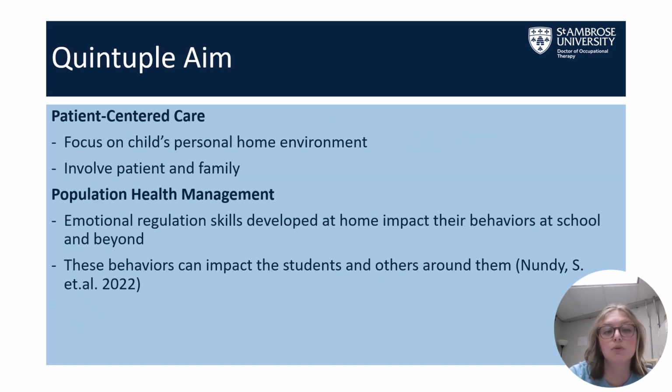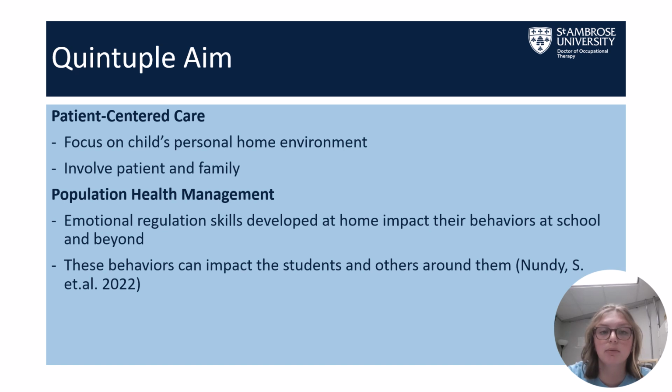My topic correlates to the quintuple aim in several different areas. So for patient-centered care, focusing on the child's home environment aligns with patient-centered care by addressing the unique emotional and developmental needs of each child within their family context. Emotional regulation is shaped significantly by home dynamics, parenting styles, and household stressors. Involving the patient and their family in care planning ensures that interventions are personalized, supportive, and sustainable.